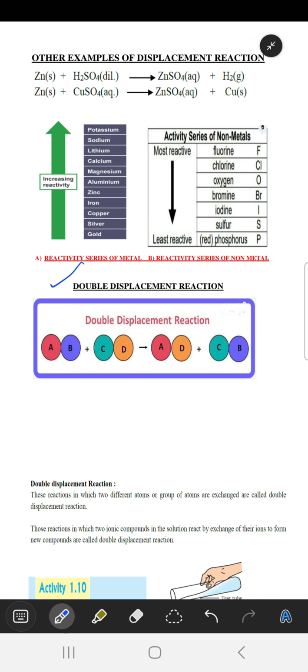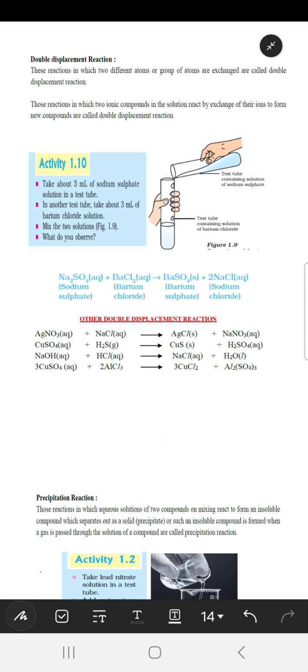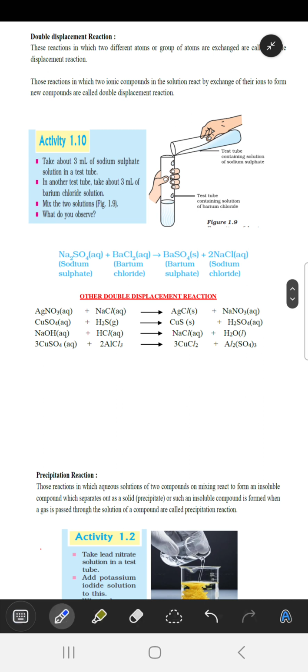Next type we have is the double displacement reaction. So, in this reaction, the exchange of ions take place. That reaction is known as double displacement reaction. To understand this, let us take one example.